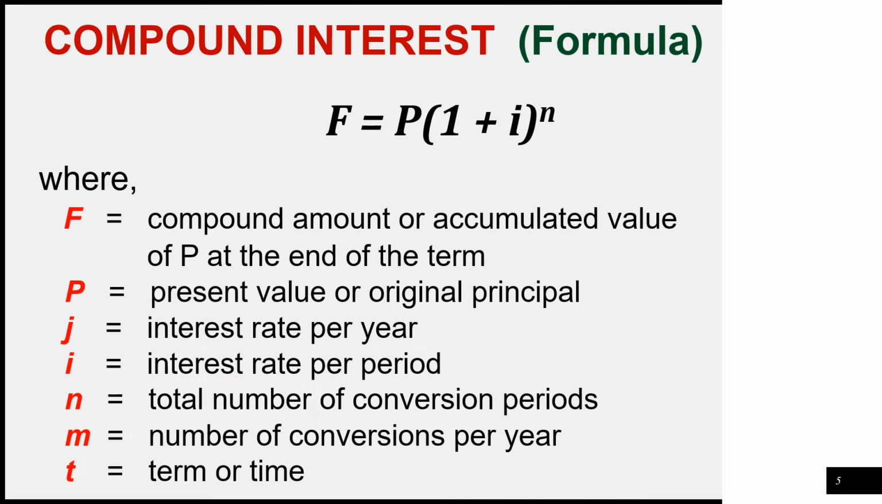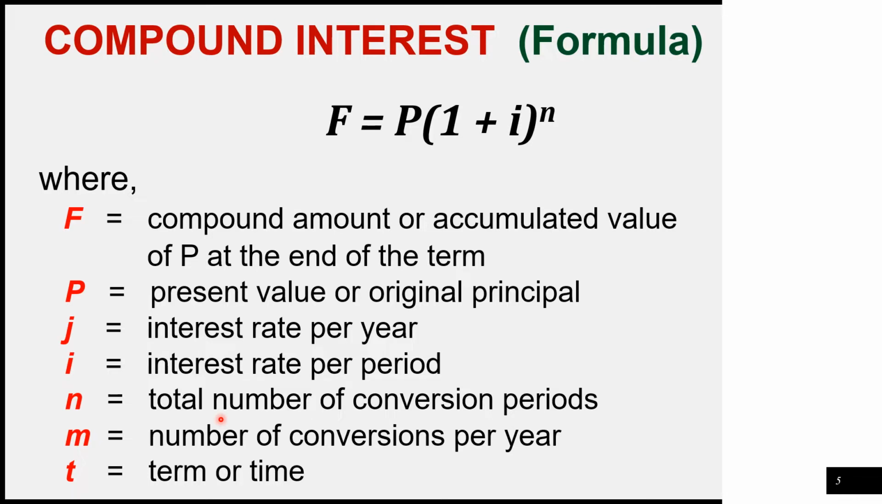In solving for the compound interest, we have this formula: F equals P times the quantity of 1 plus i, raised to the power of n, where F stands for the compound amount or accumulated value of P at the end of the term. P stands for the present value or the original principal amount. i stands for the interest rate per period, and n stands for the total number of conversion periods.